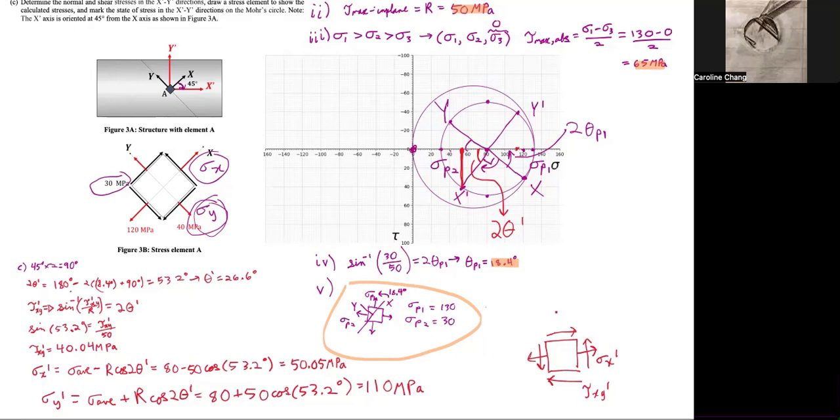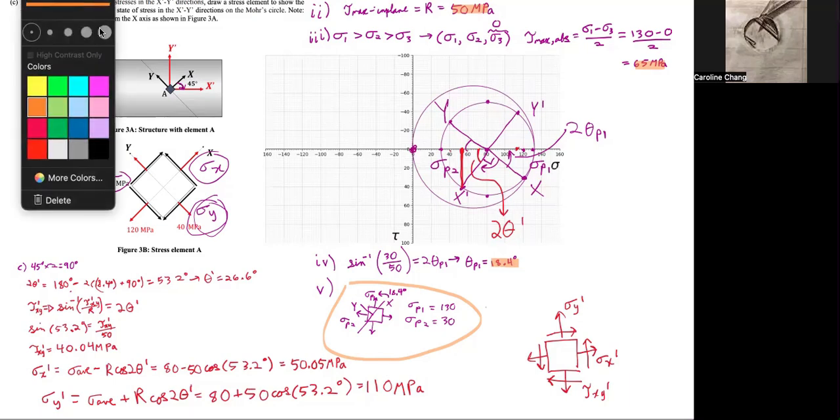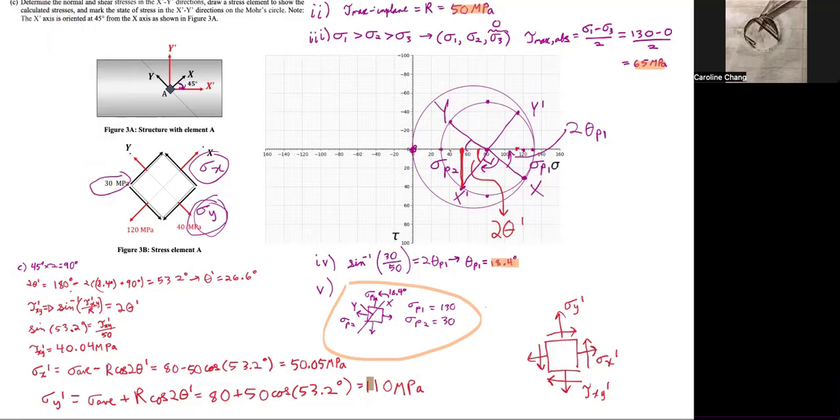And thus this will be our sigma y prime, and again it will be positive because it lies to the right of the zero. The zero is here, so it'll be in tension as well. So sigma y prime, and our values are given by these: 110 megapascals, 50.05 megapascals, and 40.04 megapascals.